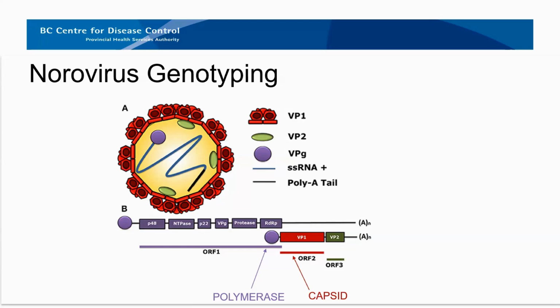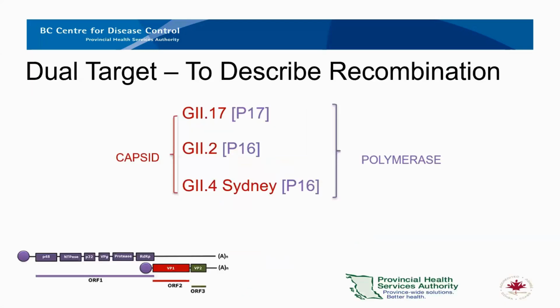I'll go through in the next slide how we do the naming. What we do is sequence a little bit of the capsid and a little bit of the polymerase, and then we type both of them. Then we compare that sequence to a reference database and assign a genotype name. So you can have something where the capsid sequence is consistent with G2.17, and at the polymerase, the exact same strain, P17.